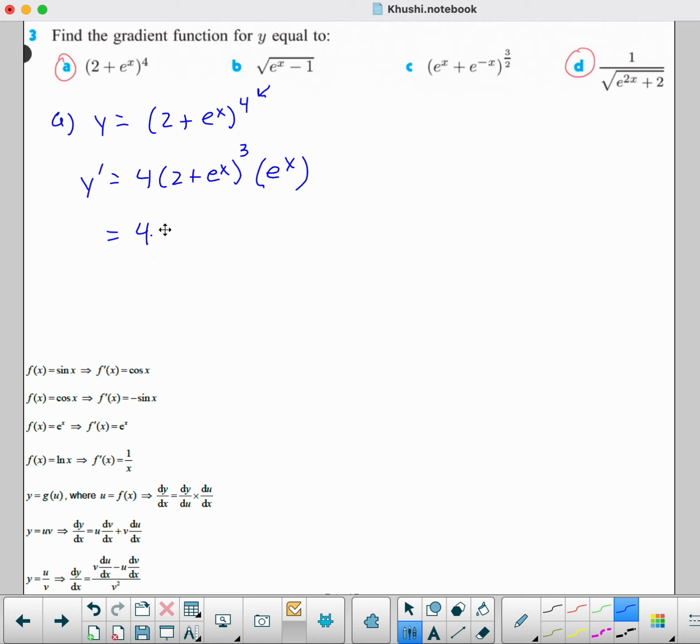Maybe I rewrite it. Looks a little bit better that way. And we are done like a bun. Part D, your fave.